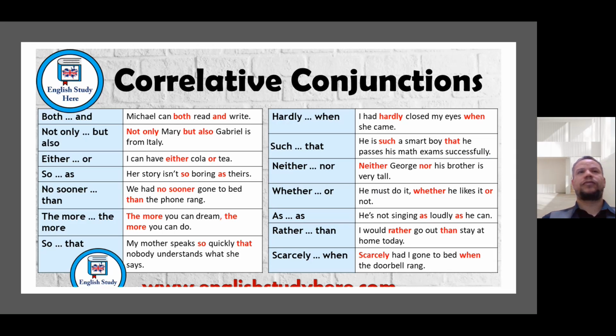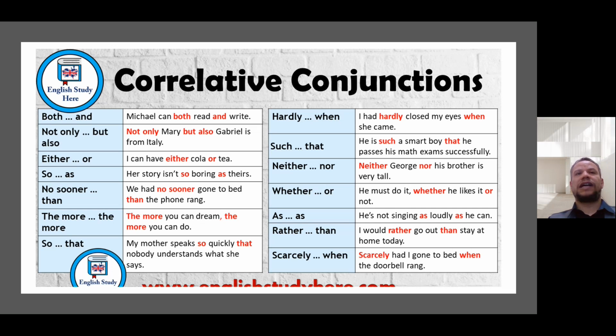Let's see that. If I say, for example, both and, Michelle can both read and write. So both and, both read and write. If I say not only, but also, how can I say it? Not only Mary but also Gabrielle is from Italy. So both of them are from Italy, not one of them. Not only Mary is from Italy, but also Gabrielle is from Italy.